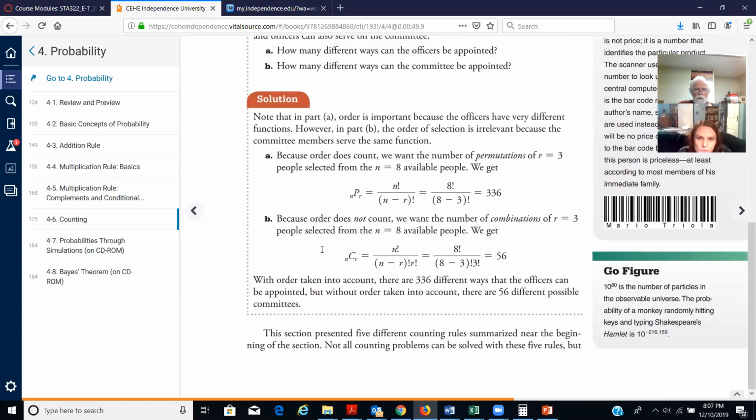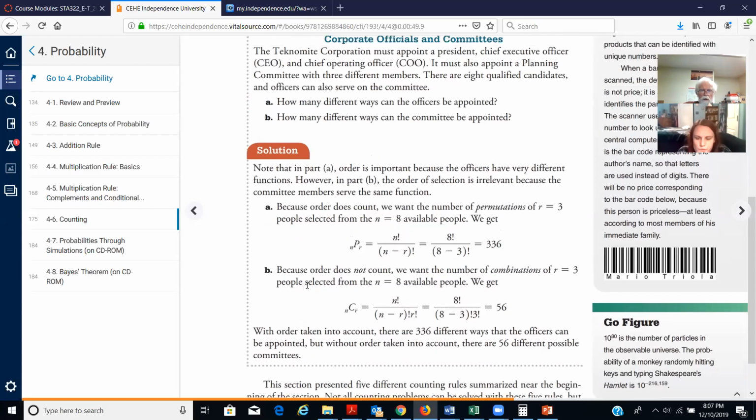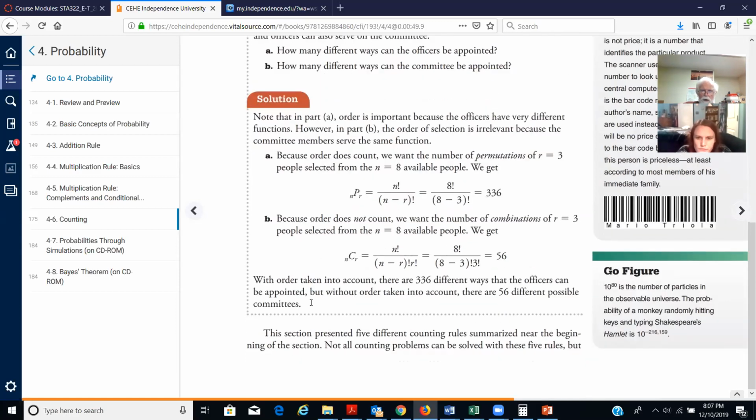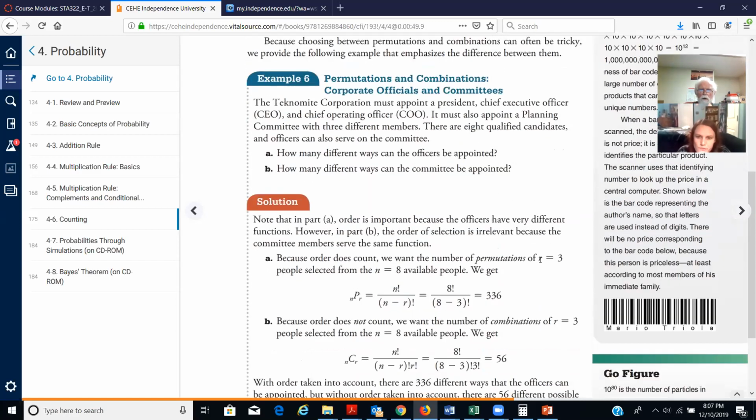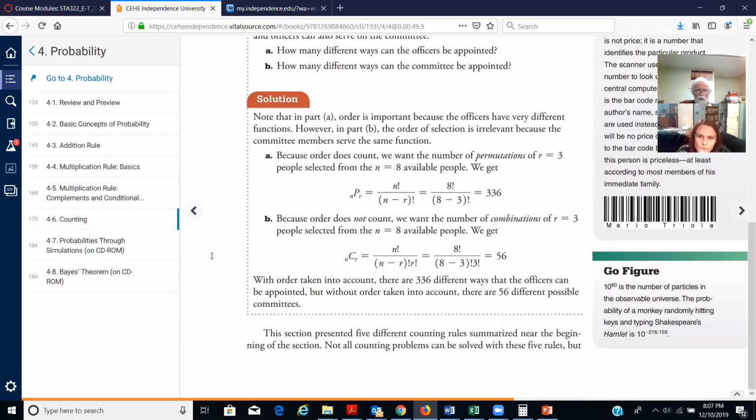But order doesn't count when we get combinations of people selected from, and this is in the committee. It doesn't matter what the order is. So the committee is just these combinations of 3. So again, we have 56 ways of putting 8 people, 3 people onto a planning committee. So there's 56 ways we can do that.